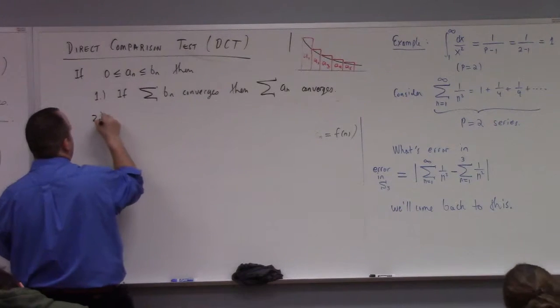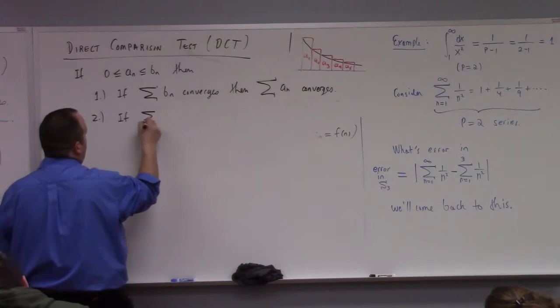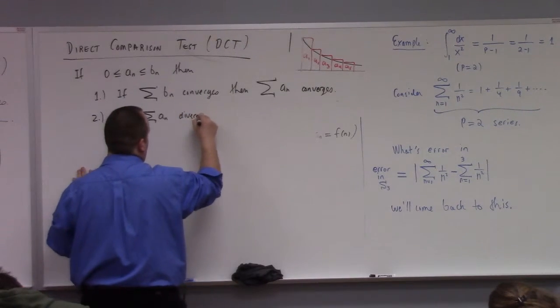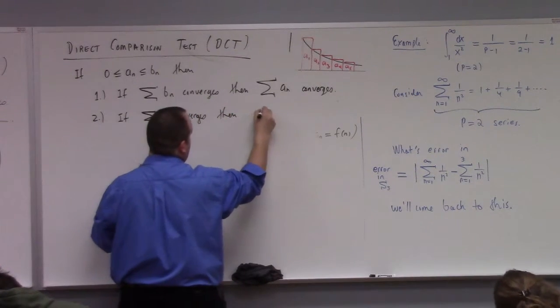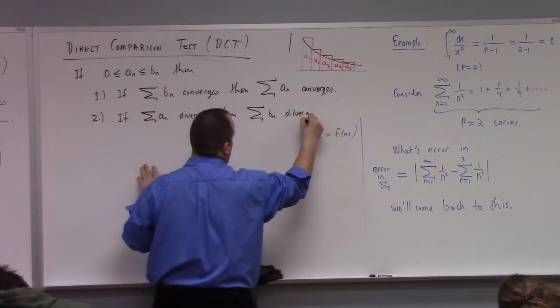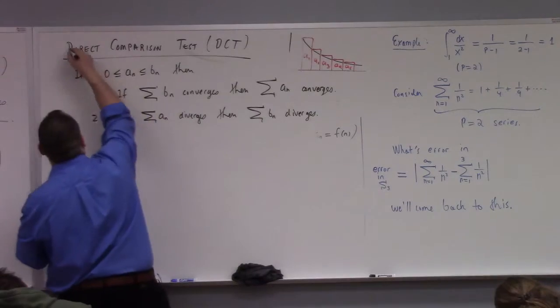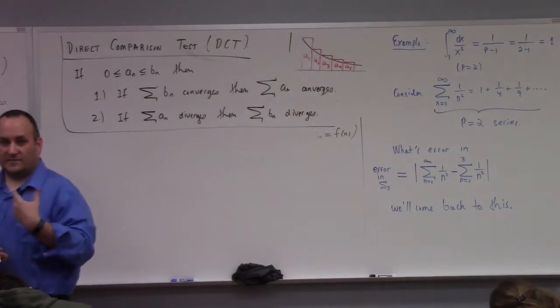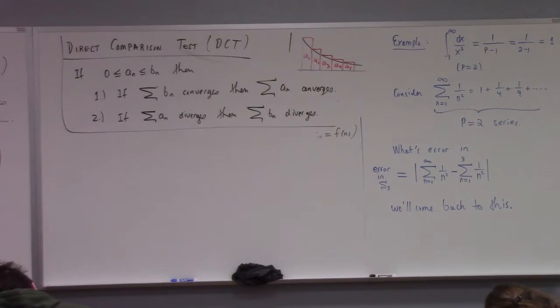In number 2, if the sum over a sub n diverges, then the sum of the larger series b sub n diverges. Of course, there's also an estimate that comes in the first case, right? The sum of the series for a sub n is going to be less than the sum of the series for b sub n in the case that it converges. There's also that aspect to the direct comparison test.